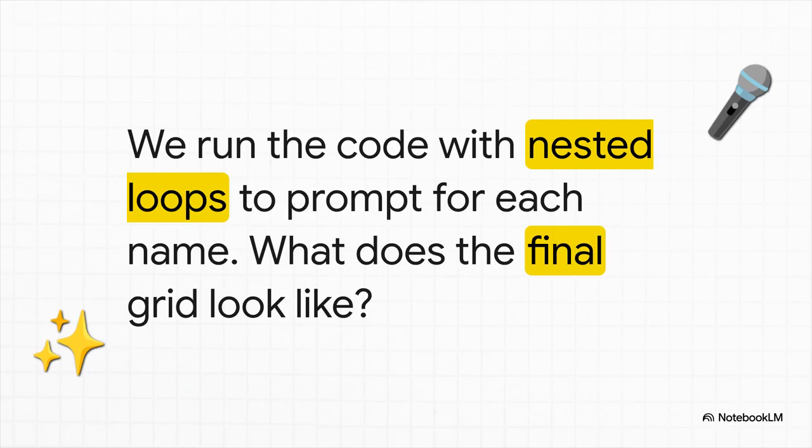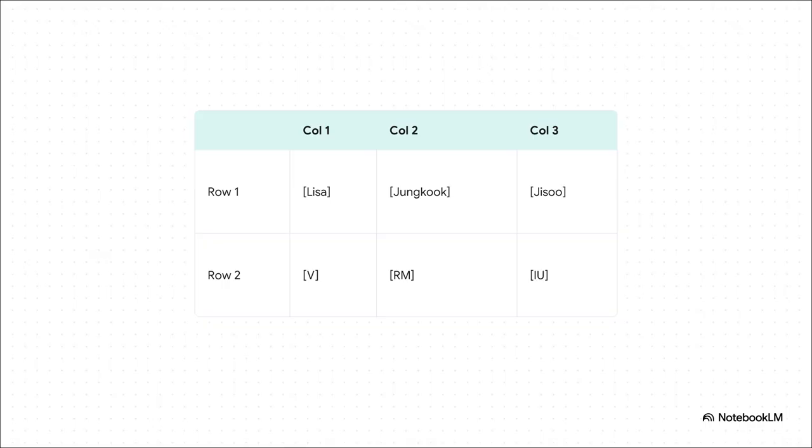So, we go ahead and write our code using those nested loops we just talked about. We run the program, and it'll ask us to type in the names one after another to fill up our grid. So, after all that, what does our final organized data look like? And there it is. Look at that, a perfectly organized 2x3 grid. This just shows so clearly how a 2D array works. We've got our 2 rows, our 3 columns, exactly like we planned. You can see how Lisa is tucked neatly into row 1, column 1, while V is sitting at row 2, column 1. Every single name has its own specific row, column address.